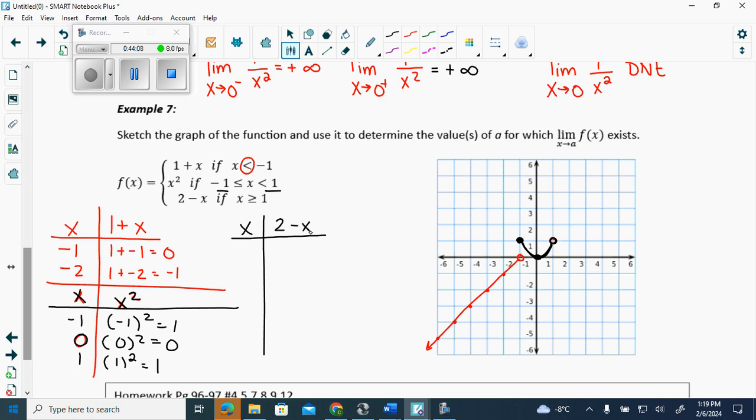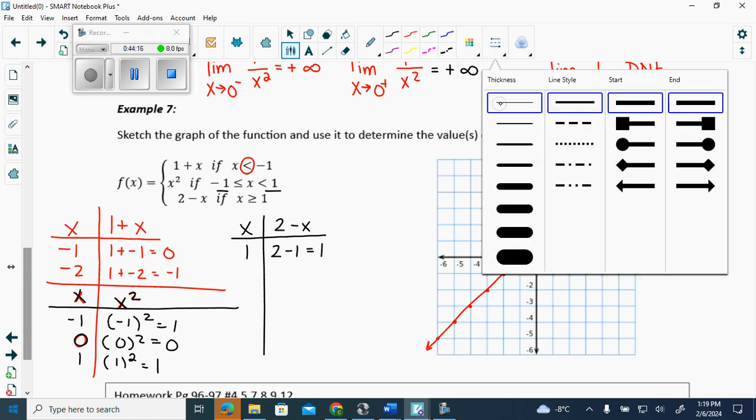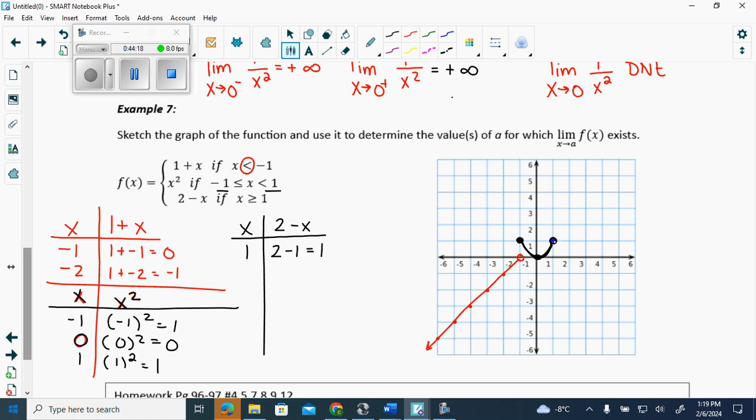And then my last one is 2 minus x. I'm going to start at 1. 2 minus 1 is 1. And then it is a closed dot because it's equal to. Make this one a blue graph. Wait, 1 and 1 is now filled in. That fill in trumps the open. So it actually fills it in. Okay? And then I pick 2. 2 minus 2 is 0. And then it's also negative 1 slope. So it's going to go this way.